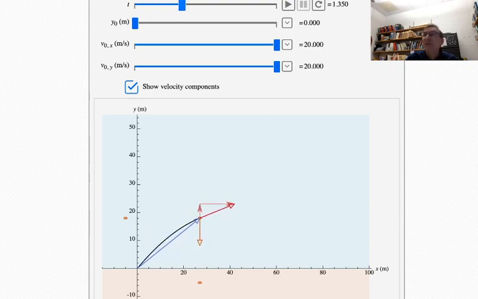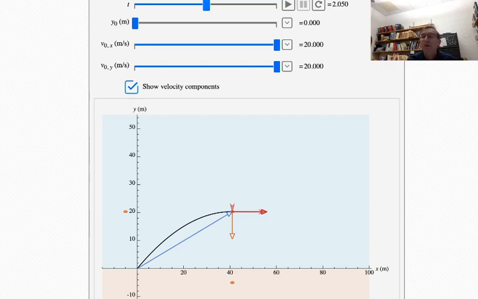V sub x, remember, is constant. The horizontal motion is at constant velocity, constant x velocity. That's very important. Let me try to get as close as I can to the high point. It's right about there, okay? The high point of the trajectory.